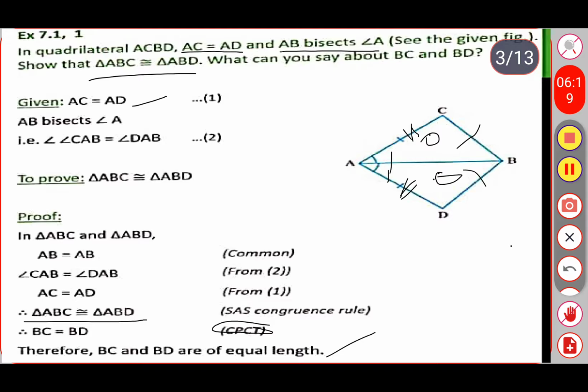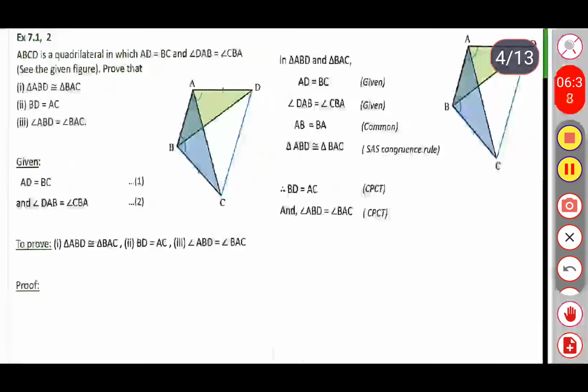And one more thing, whenever you are going to prove any geometrical question, you must write the reason on what basis you are comparing the sides or the angles. Okay, so see the second question. What is the question here? ABCD is a quadrilateral, one more quadrilateral, in which AD is equal to BC and angle DAB is equal to angle CBA.